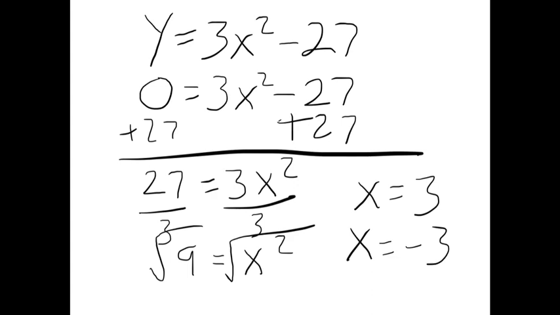This is because 3 times 3 equals 9, but please notice that negative 3 times negative 3, which is a negative times a negative, so it's a positive, also equals 9. In all of these problems that we're looking at, there are 2 answers. In this case, it's x equals 3 and x equals negative 3.